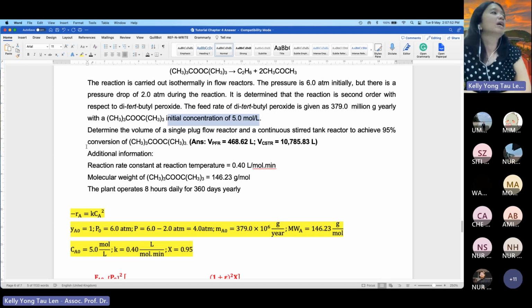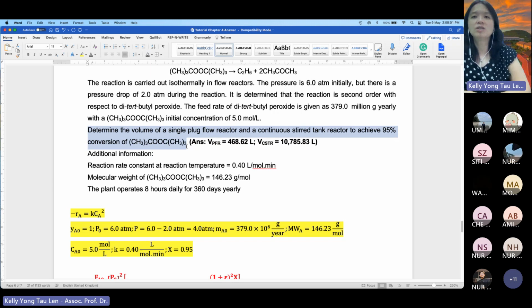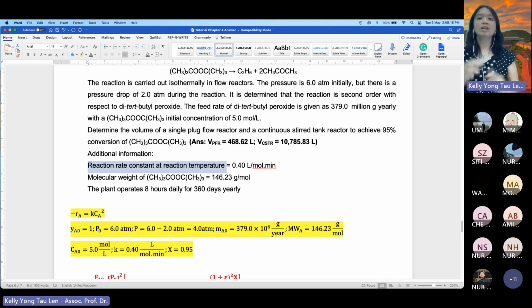Right, okay, so dia kata determine the volume of a single PFR and a single CSTR to achieve 95% conversion. So dia kata kita nak cari volume CSTR, volume PFR, conversion mesti 0.95. Dan dia beri kita juga additional information. Reaction rate constant at reaction temperature, your K 0.4, dia beri kita molecular weight, naturally lah. Kan tadi saya kata kalau kita ada MA0, kita boleh tukar kepada FA0 provided kita tahu molecular weight dia.